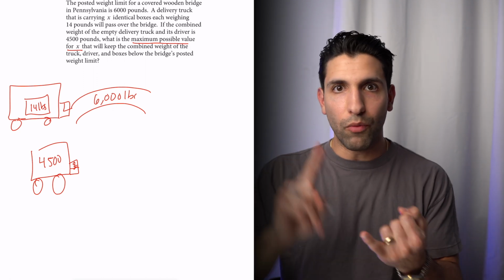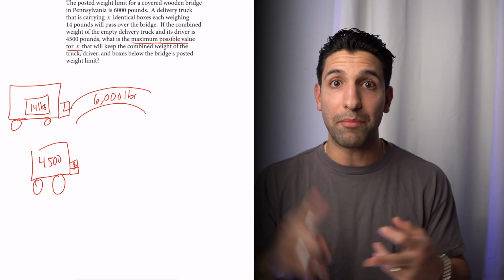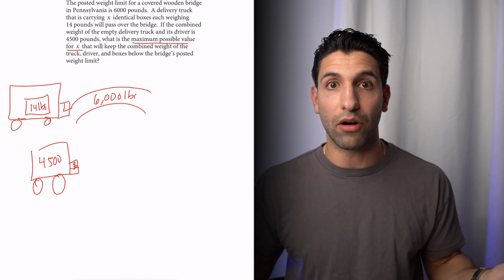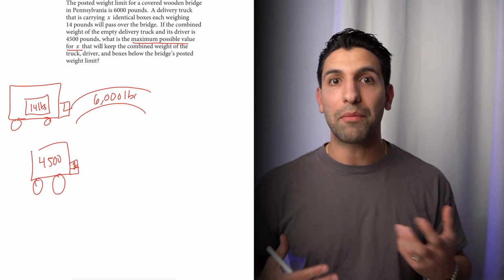Okay, so I know that one box is 14 pounds. I know that the truck is 4,500 pounds. And I know that the limit of the bridge is 6,000. If I go over 6,000, we're dead. Bridge is collapsing. We're all dead. No more boxes. Someone doesn't get their gifts. Okay, so then I would set up this equation here.